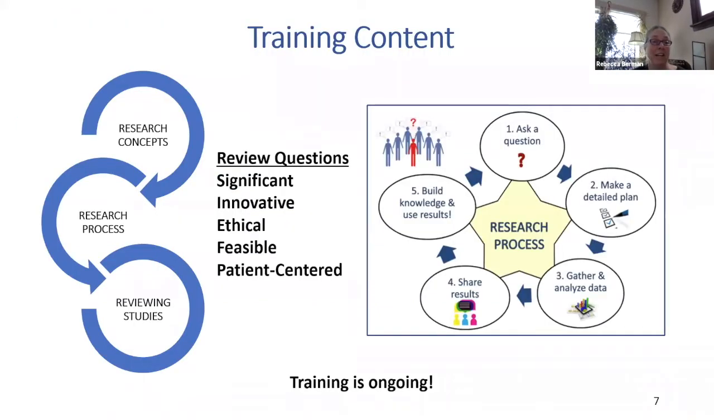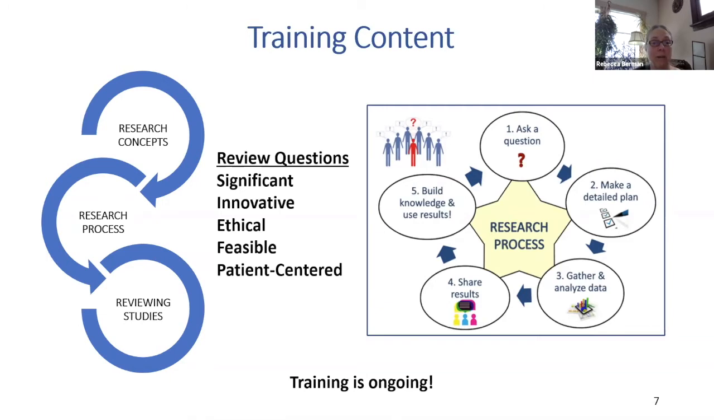So what is in our training that we provide on our resources page? Well, there's three basic elements: research concepts, research process, and reviewing research. For concepts, we suggest starting by exploring members' views about the idea of research itself. That can really help in understanding their preconceptions and attitudes about research. And then we spend some time using basic research concepts such as research questions, study objectives, population, methods, intervention, outcomes, and patient-reported outcomes.